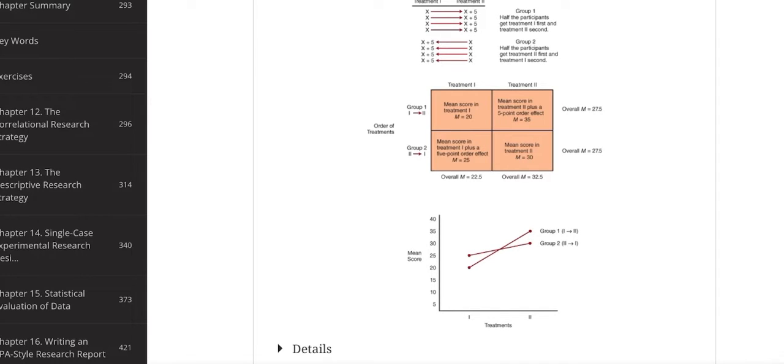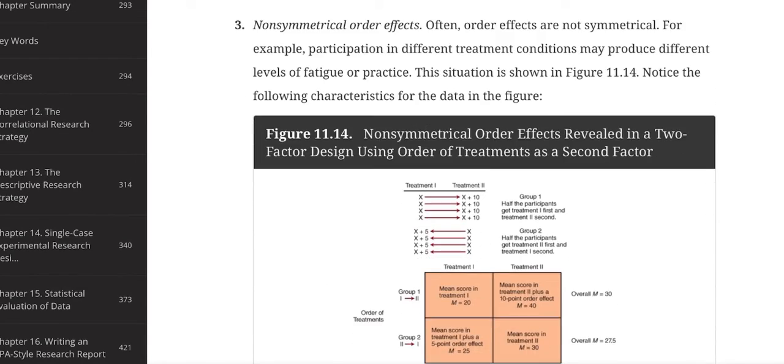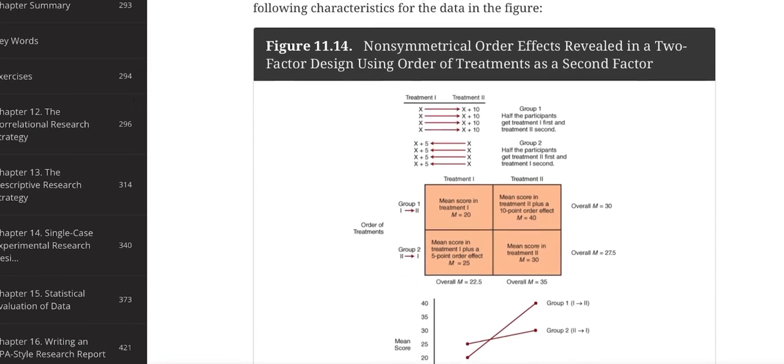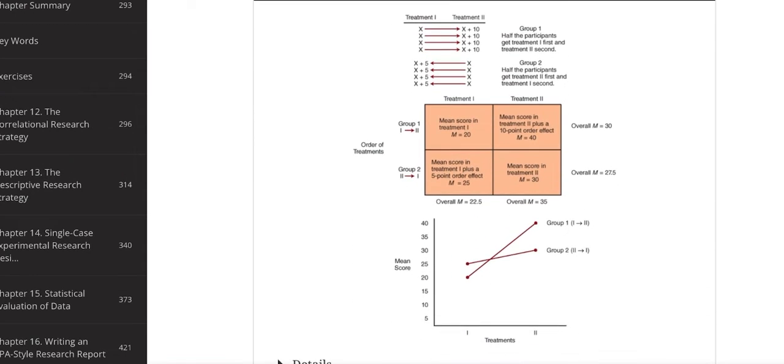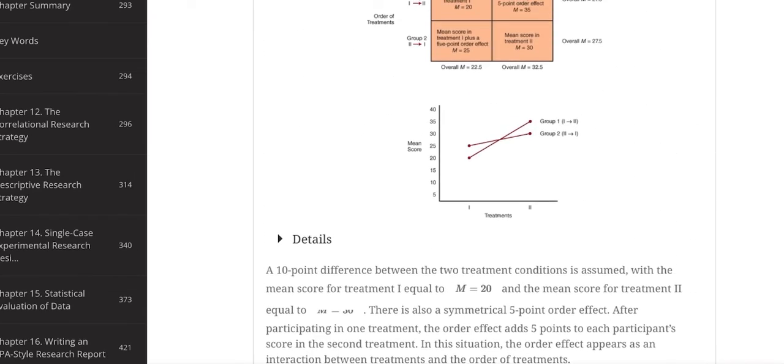So sometimes it's symmetrical, but a lot of times it's not symmetrical. So that's the third option for an outcome here, and that's non-symmetrical order effects. So here is visually what that looks like. Again, you can see that there is an interaction because the line graph crosses, but you'll notice that where they intersect is not at the midpoint. So in our other figure, they crossed at the midpoint. That's because they were equal effects.